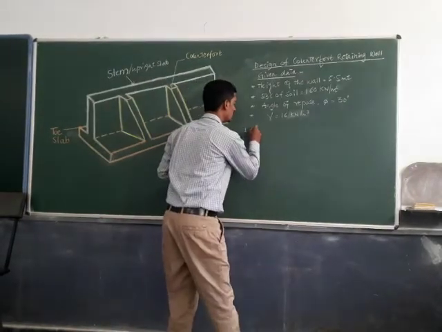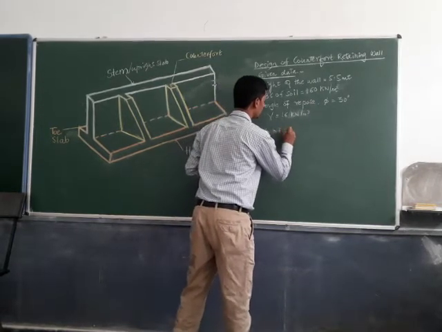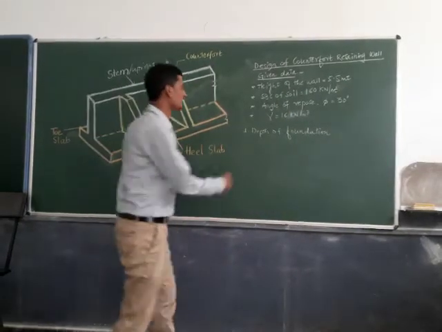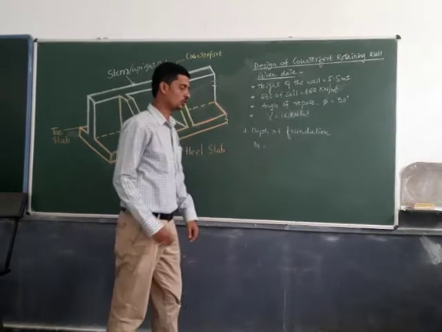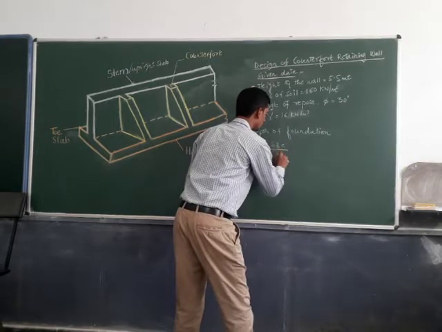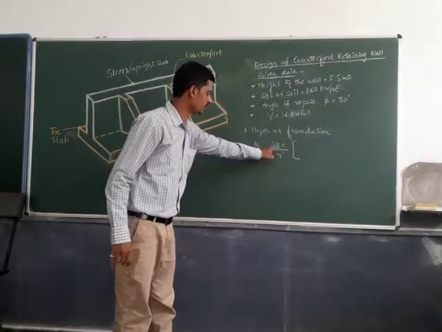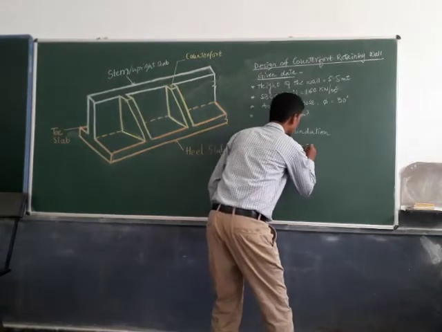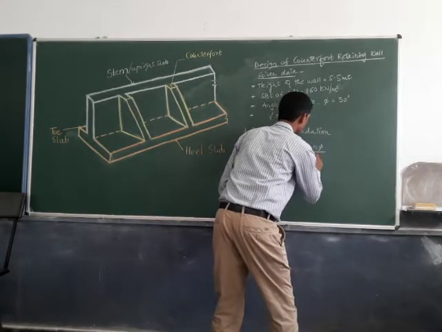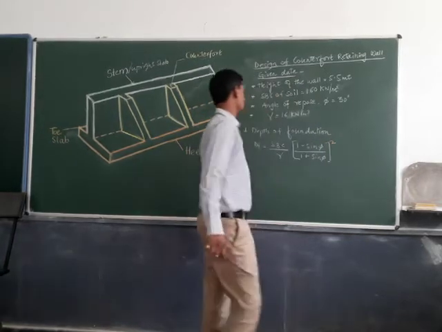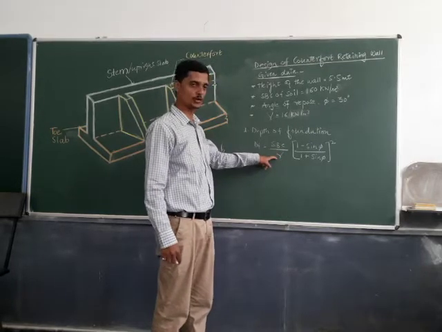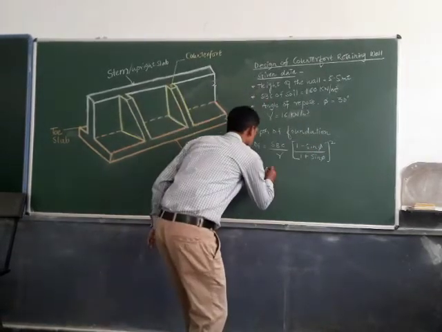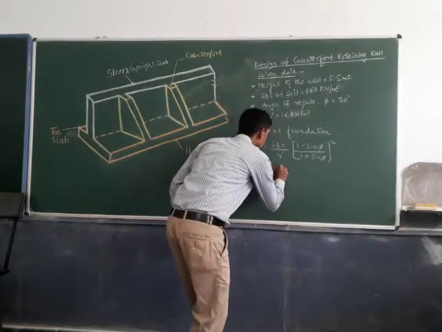So first of all, you have to find out the depth of foundation. Depth of foundation Df is equal to SBC divided by gamma, where gamma is the weight of soil into the bracket of (1 minus sin phi divided by 1 plus sin phi) whole square, where phi is the angle of internal friction. By this we get the depth of foundation as 1.11 meter.